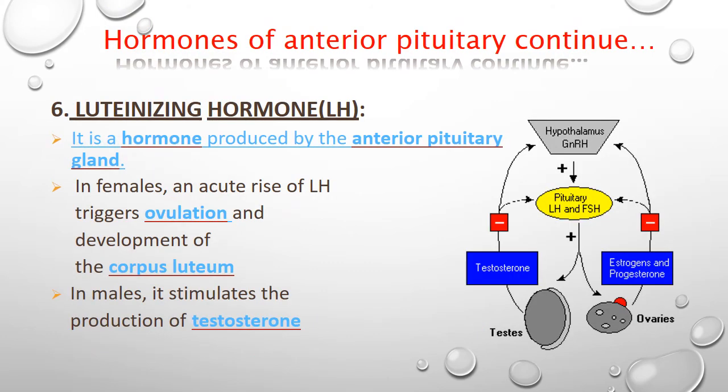Now, sixth one is luteinizing hormone, or we can say LH. This hormone is produced by the anterior pituitary gland, and in females an acute rise of the LH triggers the ovulation. So during the ovulation the LH will be high. Also the development of the corpus luteum. In males, it also stimulates the production of testosterone.